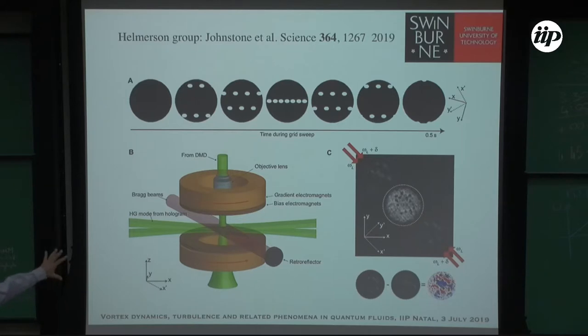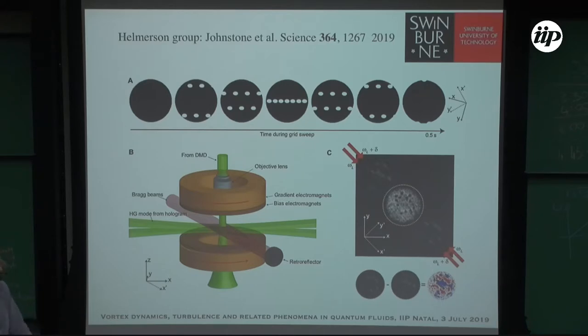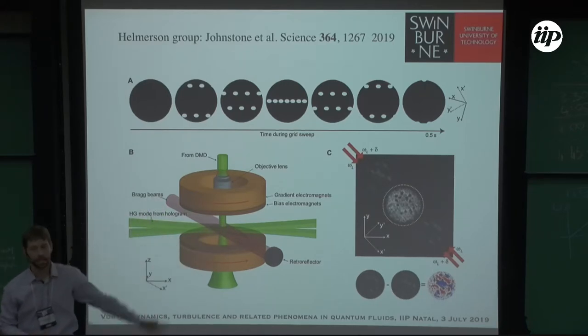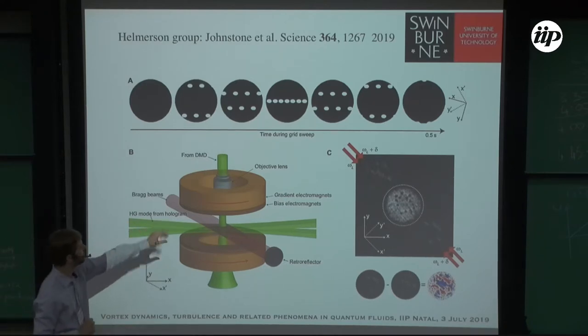Okay, so here's the experimental setup. As I mentioned, this is Chris Helmerson's group. Sean Johnston has been doing all the hard work here, building and tuning all of the things so that they work nicely. Simplistically, here's the trapping of these cold atom gases. You create a BEC trapped in this center region. Everything that's green is laser light, and you're creating a trap there where you're trapping the atoms.